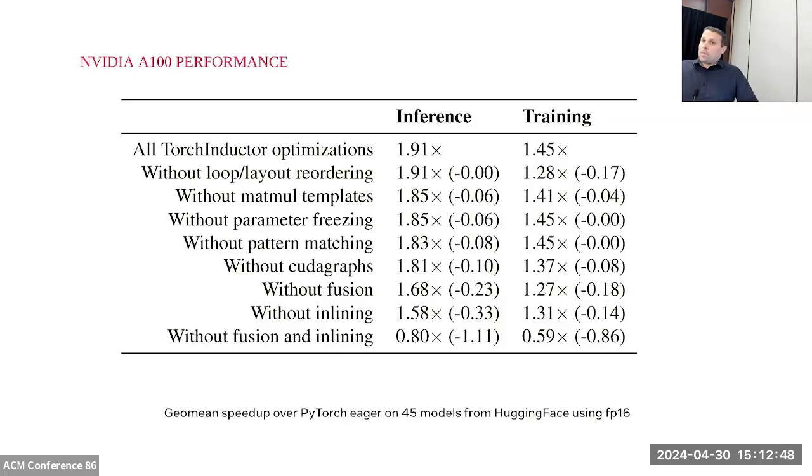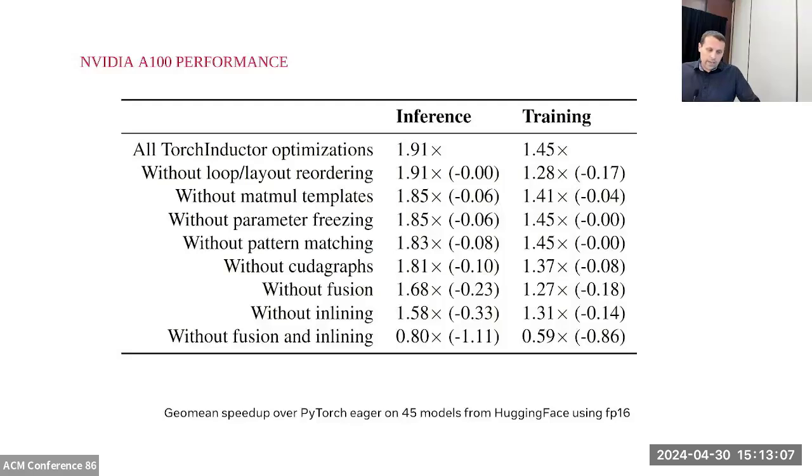And the intuition here is that if you remove an optimization and it causes a bigger slowdown, then that optimization is more important. And I won't go into the details of what all these optimizations mean. You can read that in the paper. But what you'll notice from this is that the vast majority of the speedups are coming from fusion and inlining.